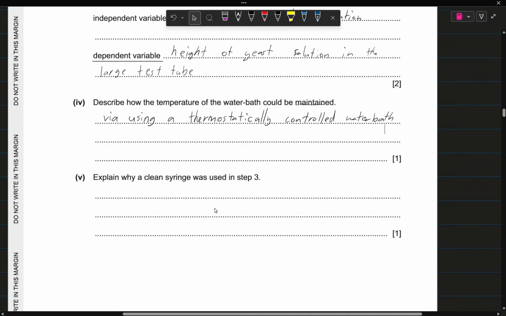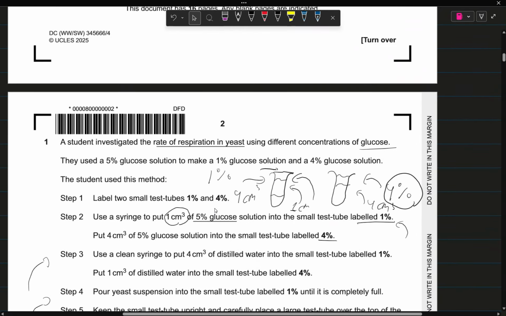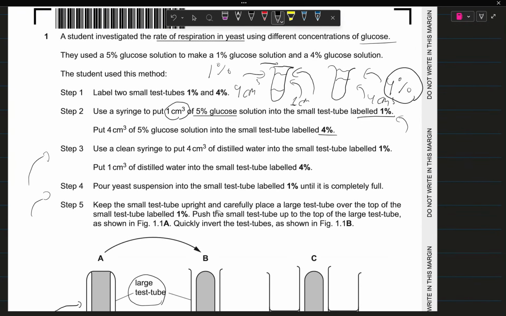Now explain why a clean syringe was used in step 3. So let's go back to step 3 and read what that is. For step 3 here, use a clean syringe to add 4 centimeter cubed of distilled water into the small test tube labeled 1%. Then, put 1 centimeter cubed of distilled water into the small test tube labeled 4%. It has to be clean. So it's asking why should this syringe be clean?